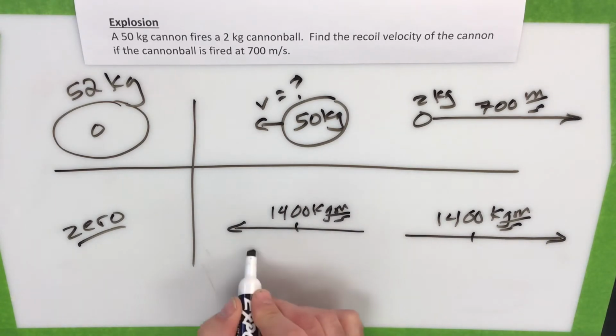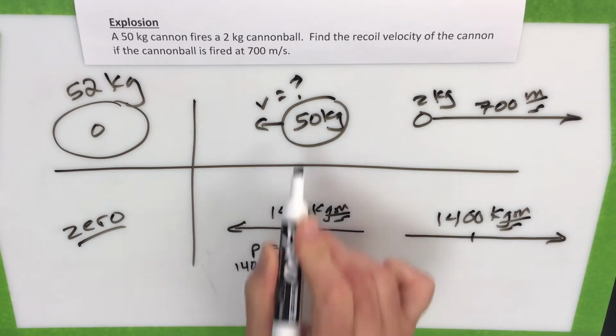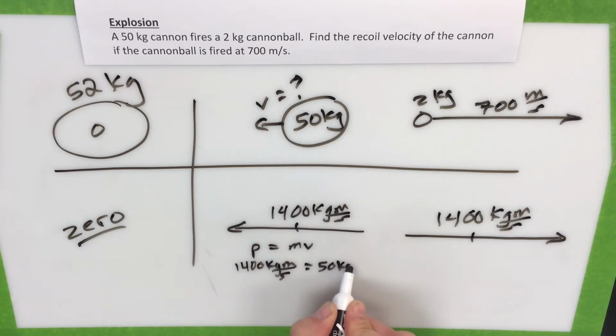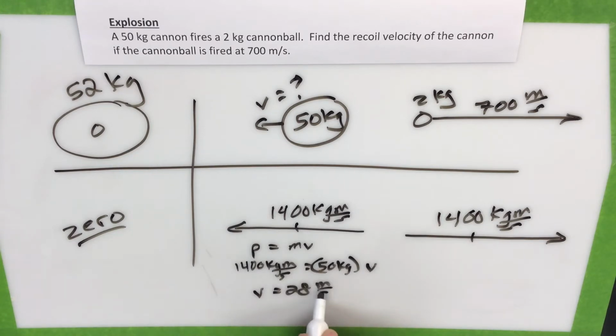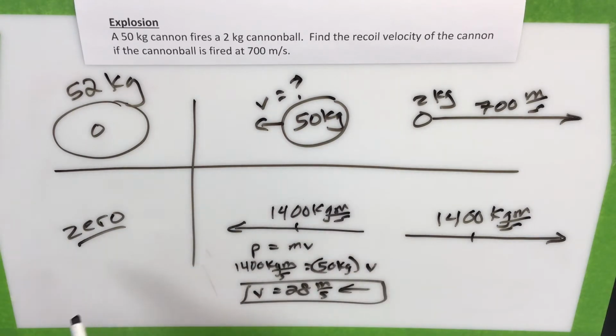Now this is momentum, so P equals mv. Momentum 1400 kilogram meters per second is equal to its mass, 50 kilograms times v. And divide that and I get 28 meters per second to the left or west. That's the answer. I think that's a whole lot cleaner, and this again is doable by every one of my students. Force them to draw the picture before and the after, make the little grid, and then look at it and figure out the total momentum.